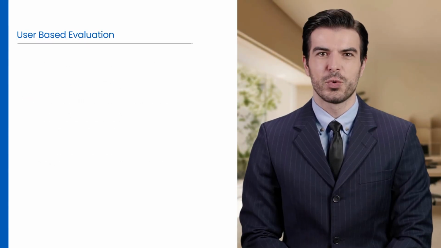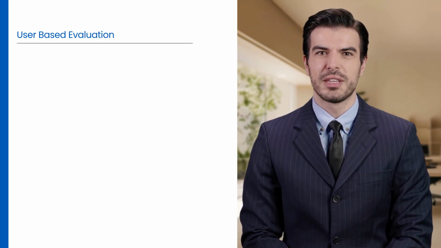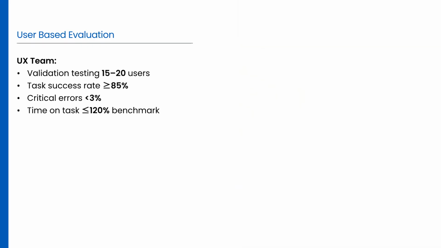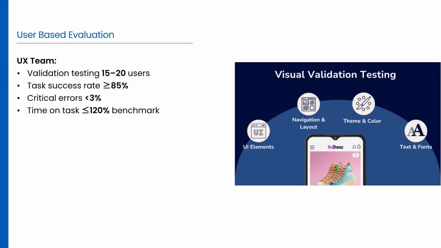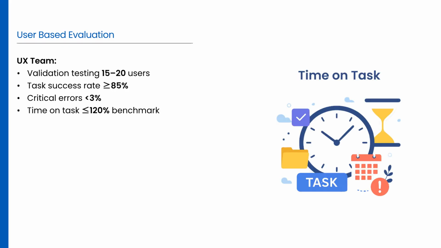In the user-based evaluation phase, both UX and software teams must ensure the system meets usability and performance standards through testing and monitoring. The UX team must conduct formative usability testing with 5 to 8 users and validation testing with 15 to 20 users. The product must achieve at least 85% task success rate, while critical user errors must remain below 3%. Time on task must be controlled and must not exceed 120% of the expert benchmark time to ensure efficiency and ease of use.